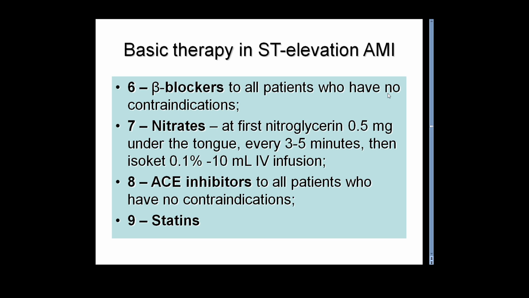Anti-ischemic therapy, the same: beta blockers to all patients who have no contraindications, or calcium channel blockers if beta blockers are contraindicated, or nitrates, isosorbide dinitrate or isosorbide mononitrate. And intravenous nitrates are used if pain is prolonged. Isoket 0.1%, 10 milliliters intravenous infusion.